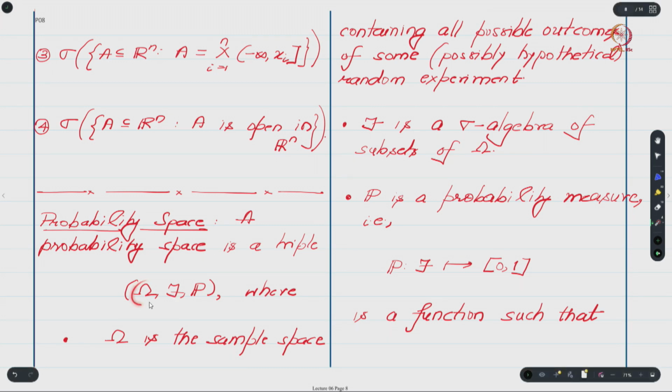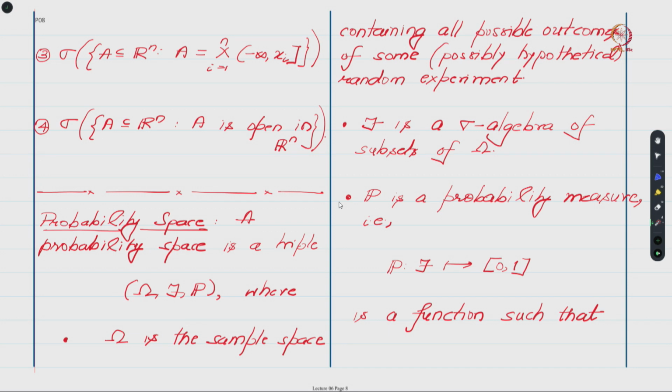So what is omega? Well, it is a set, and we will refer to this as the sample space, and typically this will consist of all possible outcomes of some random experiment, and often this experiment could be hypothetical, right. And this F over here will be some sigma field or sigma algebra of subsets of omega. This will depend on what are the kind of sets on which we want to define probability, and so on and so forth. And the third element in this probability space is the probability function, right.